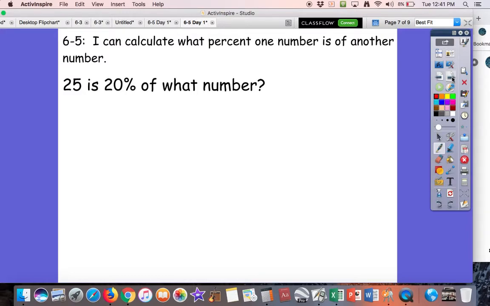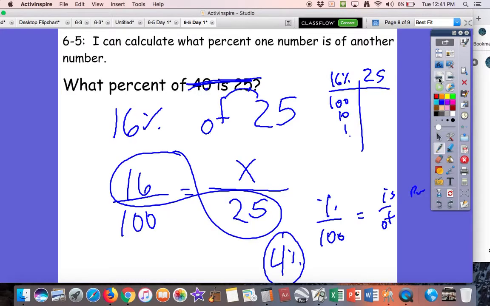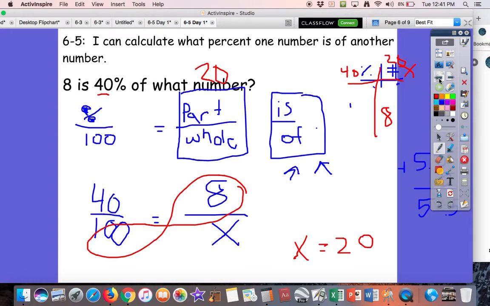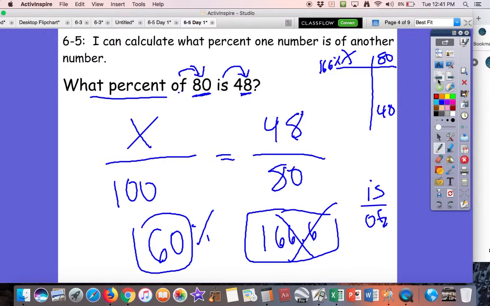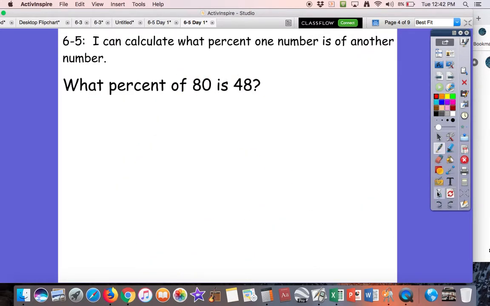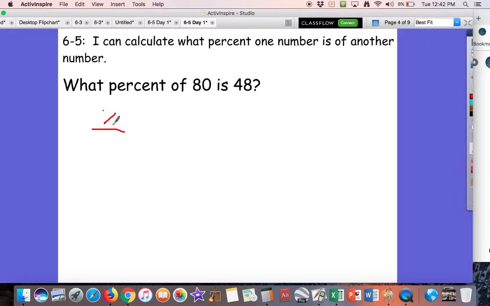All right, let's do another one. Okay, now we're going to go back a little bit. 15 is 25% of what number? What percent? Okay, this is one I want to do. Okay, so this is another one. So we have percent. We have 100. And then we have our is, of. So we could have part, whole or is, of. In this case, we have is, of.